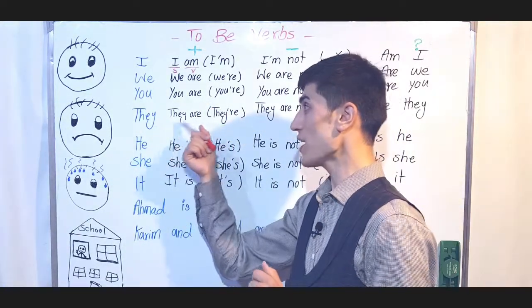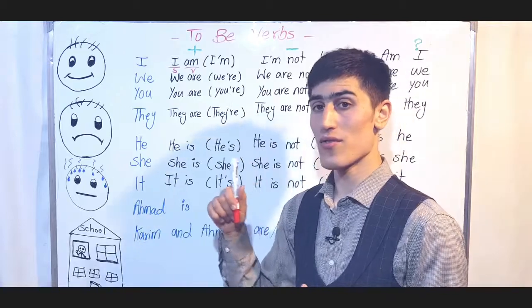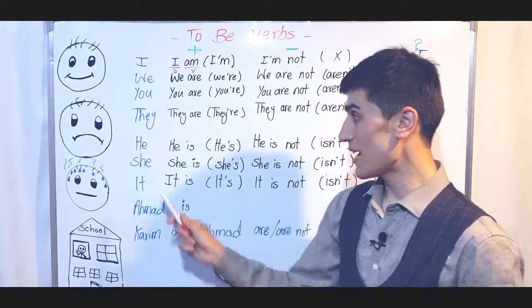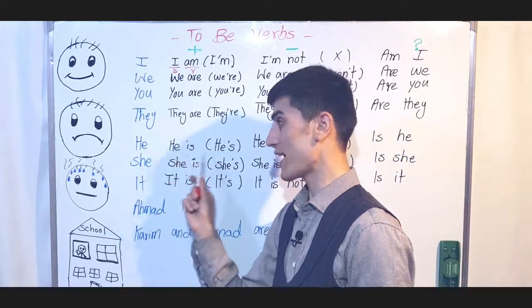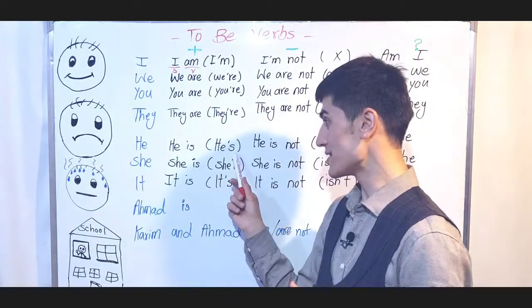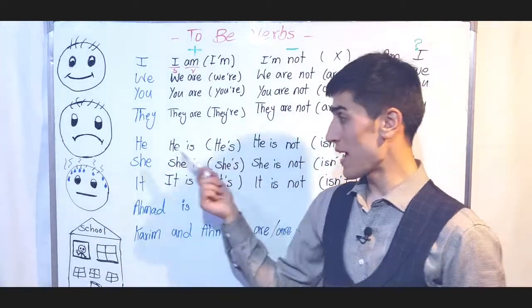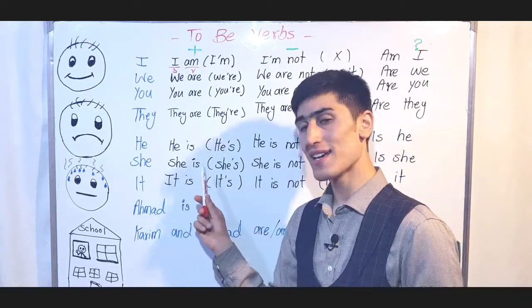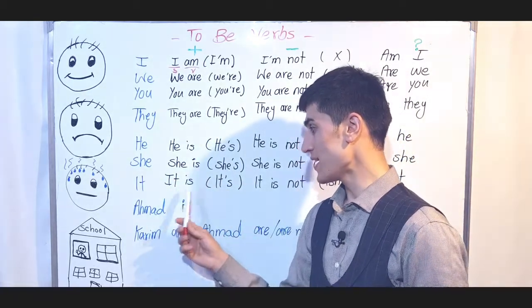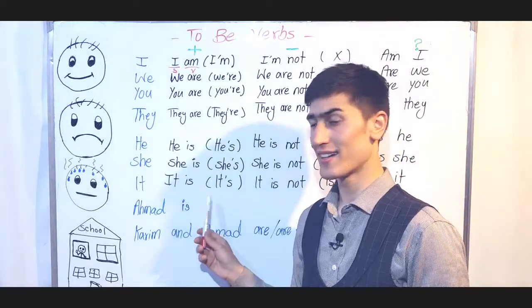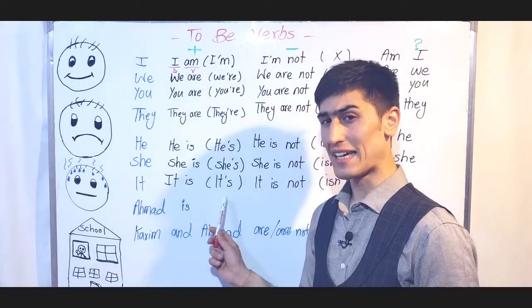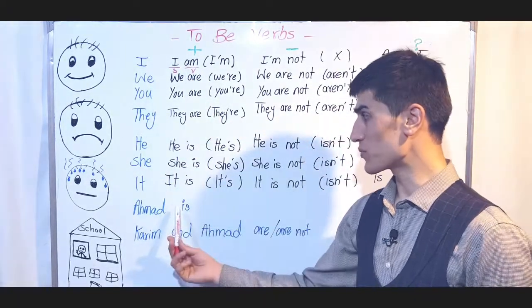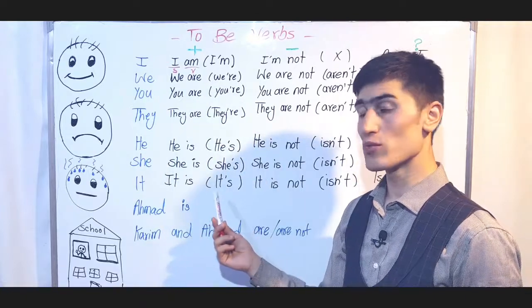They are. They are. He is. He is. He's is the short form. And she is. She's. Okay? She is. It is. It's. It is. It's. Okay, so these are the pronouns and these are the to be verbs that we should use with them.